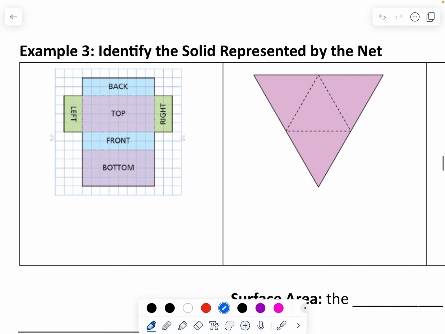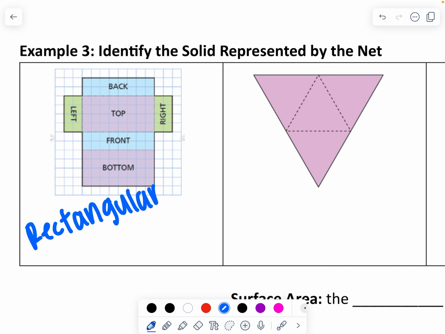So on this one, we can see everything is rectangular. So we know it's going to be rectangular because that's all it is. And if you folded those up, it would not be a pyramid. Okay, remember, pyramids have to have triangles in them, so this has to be a prism. So this is what your cereal box would look like if you unfolded it. It would be a rectangular prism.